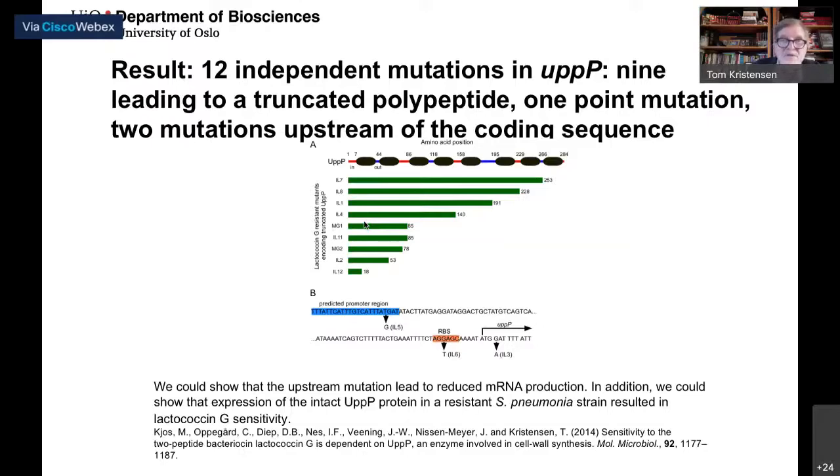Most of them would lead to a truncated polypeptide, and the truncations are seen here. So this is the wild type protein with these ovals representing membrane spanning regions. So this is a membrane protein. And more or less shortened versions of this protein were produced by the mutants. And in addition, 1 mutant had a mutation in the promoter region of the gene. Another had a mutation in the ribosome binding site of the gene, and 1 had a point mutation at the very beginning of the gene. But the other mutants were mutations that led to a truncated protein.